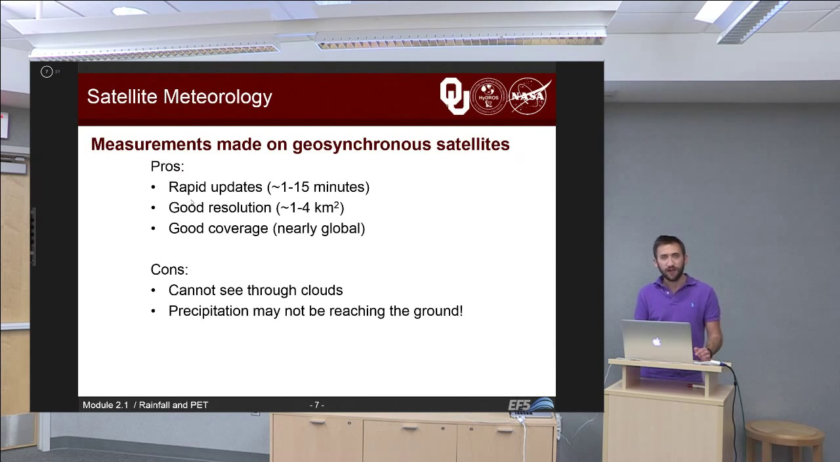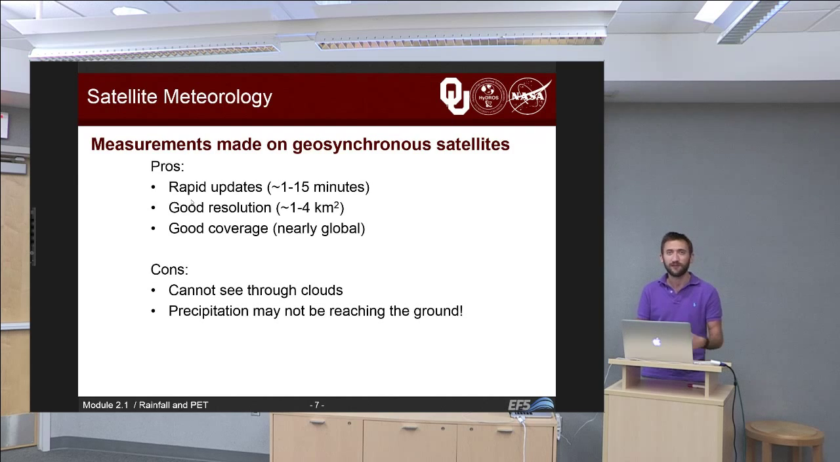Now, geosynchronous satellites are one type of orbit that you can have with a satellite instrument. There are good things about those, but there are also some negatives to them. One good thing is that a geosynchronous satellite is always looking at the same spot of the Earth's surface. In other words, it turns in tandem as the Earth below it turns. And so the pros of that are that it's always looking at the same area, so it has rapid updates.